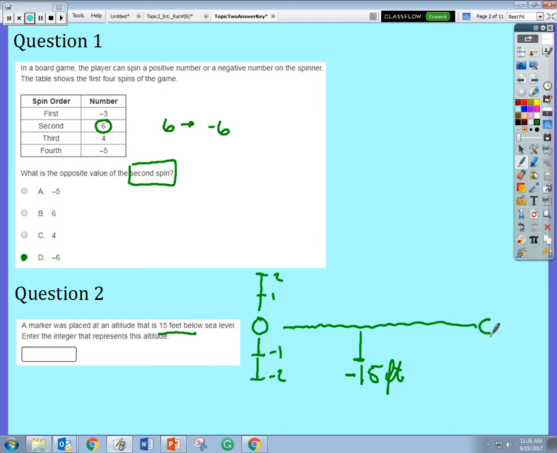Sea level is at 0, remember. So I'll just put a -15, and I'll just put feet. I'm going to label things. Hey, look, we're done with 2 questions already. This is great. I'm making good progress.